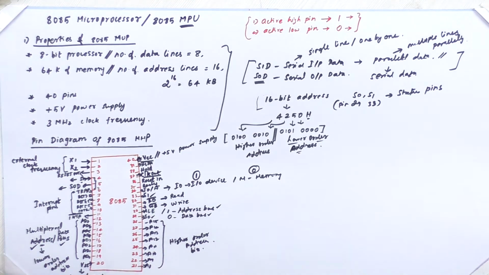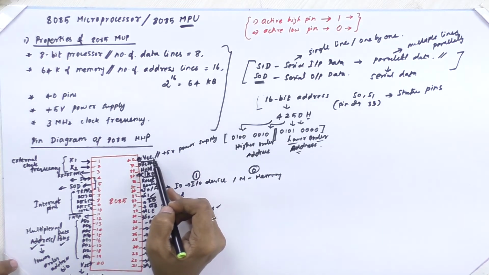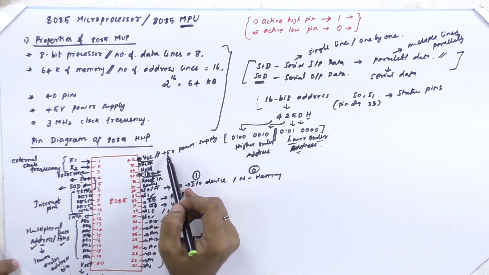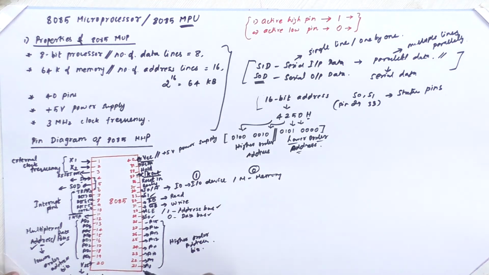And VSS is the ground supply pin, and VCC is the 40th pin. VCC is the plus 5 volt power supply pin. And pins number 21 to 28, A8 to A15, are used to carry the higher order address bus. These pins A8 to A15 are used to carry the higher order address bits.